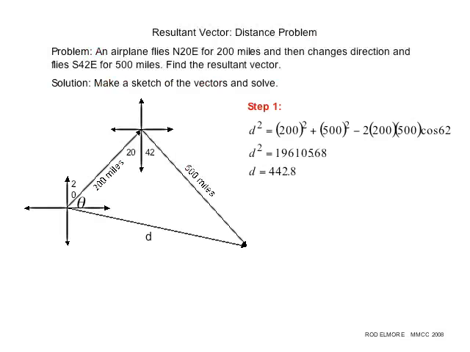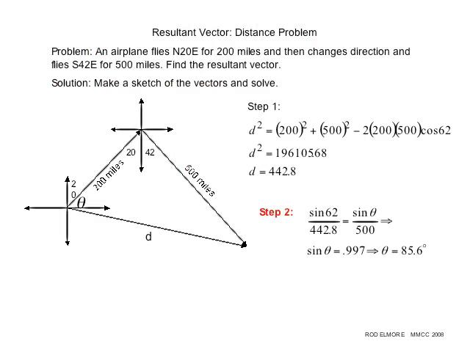So we apply the law of cosines by using D squared equals 200 squared plus 500 squared minus 2 times 200 times 500 times the cosine of 62. And we get D squared is equal to 196,105.68. And taking the square root of that, we get 442.8 miles. So D would be 442.8 miles flying from our original point in the direction that D is going. So we found the magnitude. Now we need to find the direction.